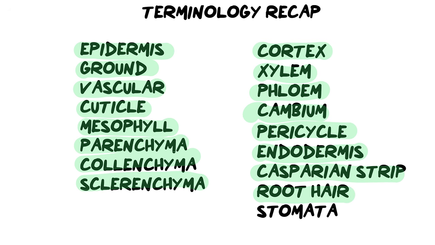We also looked at root hairs and stomata, which were specialized epidermal cells that allowed substances into and out of a plant.